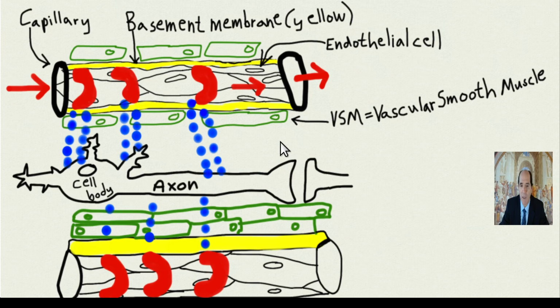Almost done here, a couple more slides. This is just showing normal red blood cells going through a capillary in the brain. The blue circles are the oxygen given off. The yellow is the normal capillary basement membrane. The green is the vascular smooth muscle, like the pericytes in the brain.